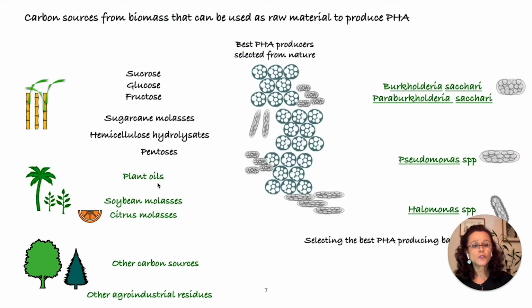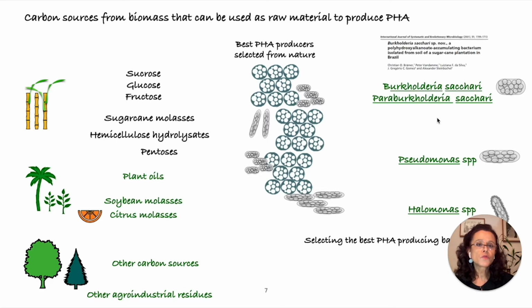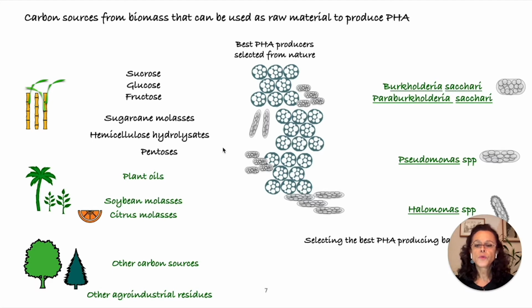What we have been doing is studying different carbon sources from biomass that can be used as raw material to produce these biopolyesters. We have been testing a number of sugars, first from sugar cane, but the literature reports a number of other biomass carbon sources. We have searched in nature for different PHA producers, and we have selected some bacterial species, and mainly one particular new species, which is Burkholderia sacchari, which has revealed to be a very good PHA accumulator.